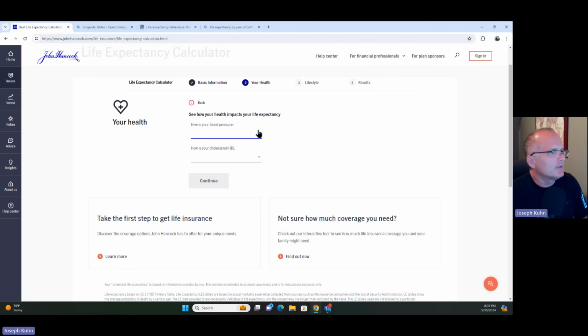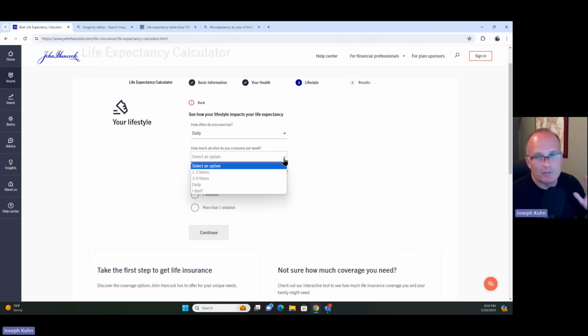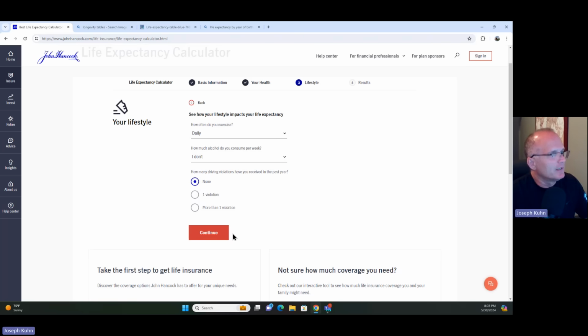Okay. How's my blood pressure? It is normal. It's actually better than normal. I'm very proud of my blood pressure. And my cholesterol is normal. Customizing this to me. Okay, how often do I exercise? I exercise very religiously every day. How much alcohol do I consume? Alcohol and exercise are big deals. I don't have any alcohol. This is as of about a year ago. How many driving violations have I had? You know, am I a reckless driver? I've had none in the past year.